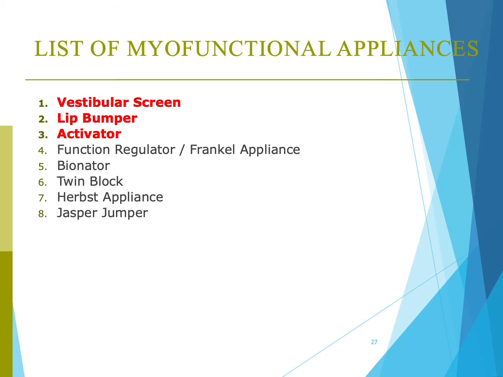This is the list of myofunctional appliances, starting with vestibular screen, lip bumper, activator, Frankel appliances, Bionator, twin block, Herbst appliances, and Jasper jumper. For this part 1 lecture, I will explain vestibular screen, lip bumper, and activator, whereas the other myofunctional appliances, which are the Frankel, Bionator, twin block, Herbst appliances, and Jasper jumper, will be explained in part 2 of this lecture.